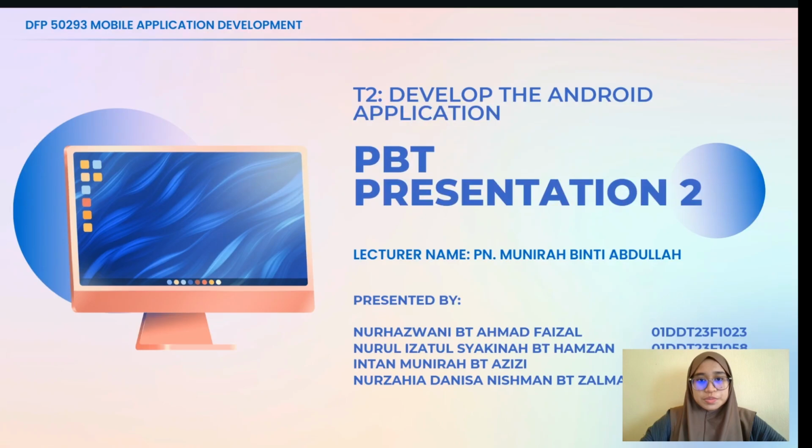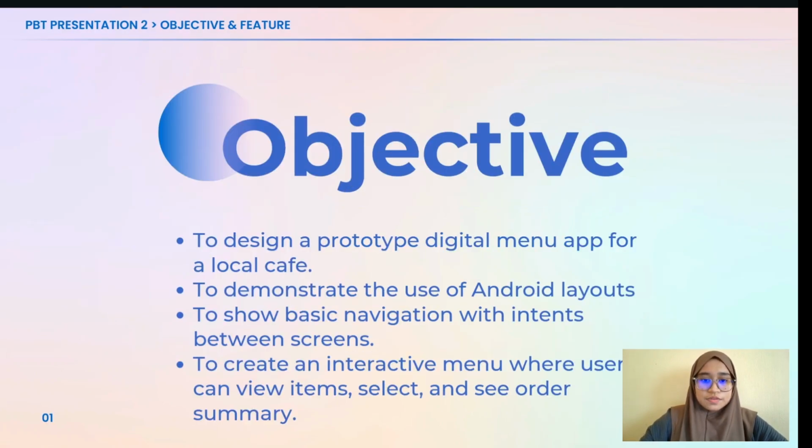So right now we would like to present PBT2. Starting with the objective. Our objective of our application is to design a prototype digital menu app for a local cafe, and then to demonstrate the use of Android layout, which is we use relative layout and also grid layout. After that, to show basic navigation with intents from screen to screen, and to create an interactive menu where users can view items, select, and also see order summary.